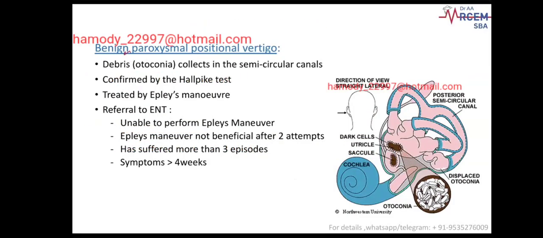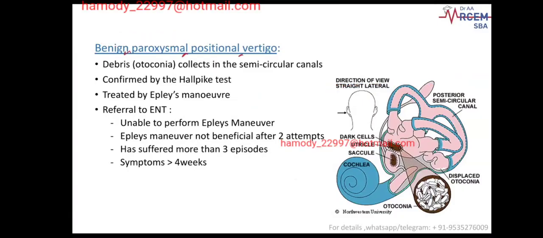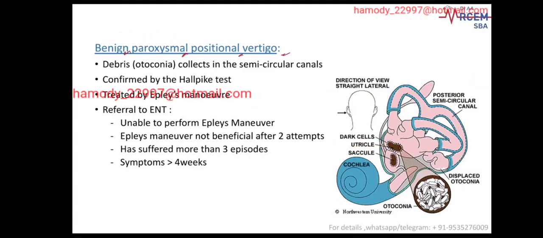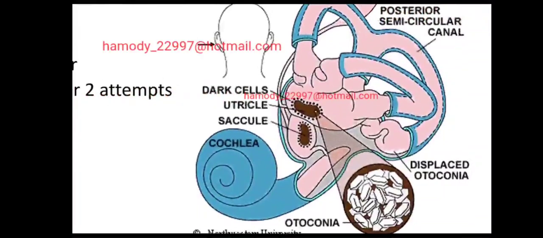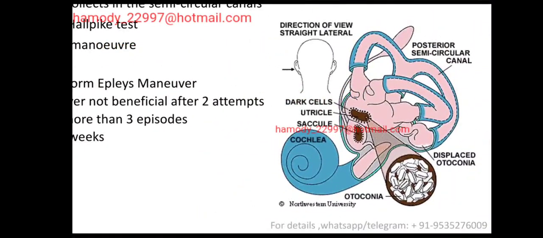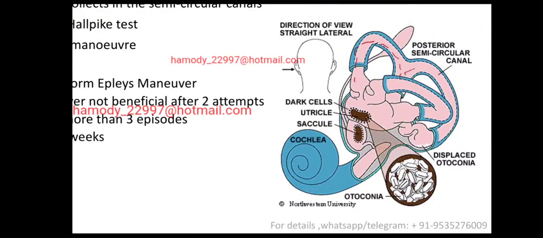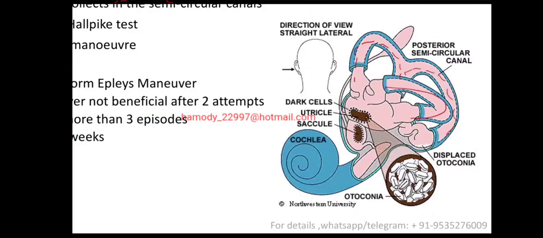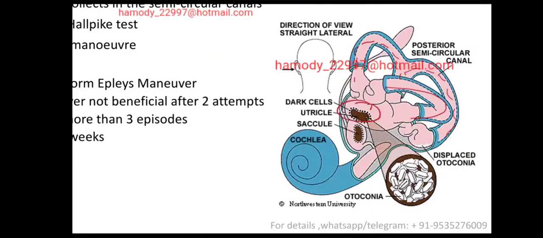Now, each of the peripheral vertigos we'll be seeing here. The first one is BPPV, which stands for benign paroxysmal positional vertigo. What happens here? This is the picture of an inner ear. The inner ear has something known as semicircular canals. In these semicircular canals, there is some debris which gets deposited.